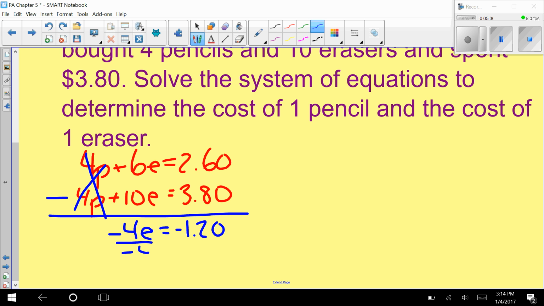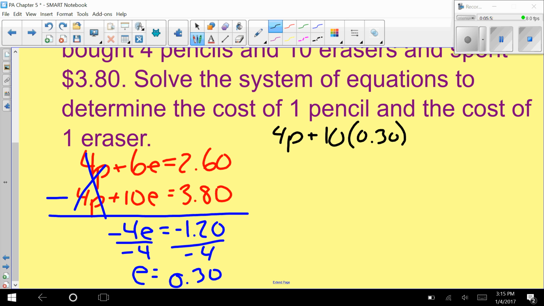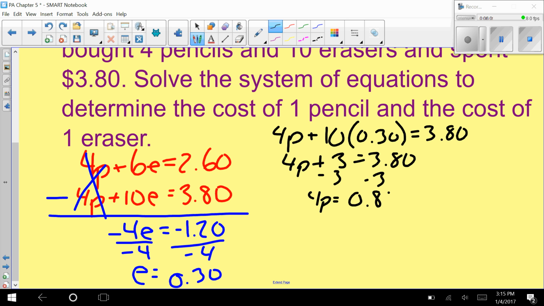Now we divide both sides by negative 4 to get e by itself, and e equals 0.30. Now we take that and we plug it into either of our original equations. I'm going to plug it into 4p plus 10e. Plug in e is 0.3 equals 3.80. So 4p plus 3 equals 3.80. Subtract 3 off of both sides. 4p equals 0.80. Divide by 4, and p equals 0.20.